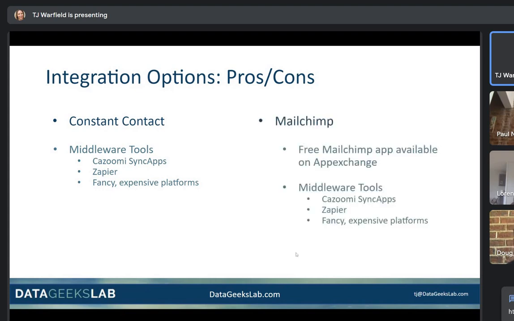On the MailChimp side, MailChimp does have a free MailChimp app that you can use to get the two talking. It is available on the App Exchange, and it is free. It's not one of those free to download and then you have to sign up for a subscription. It is a free tool. It's been around for years and years. And then also the same middleware tools that are available for Constant Contact are available for MailChimp to get the two systems talking to each other.